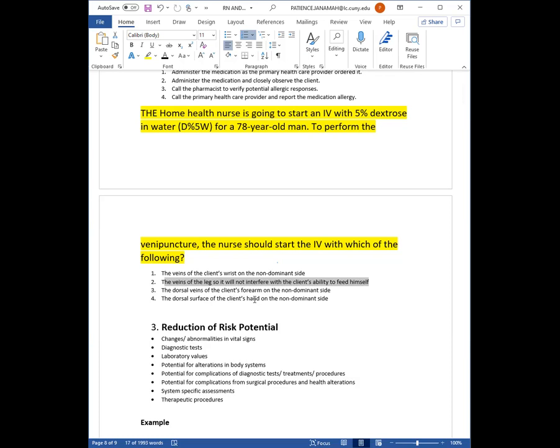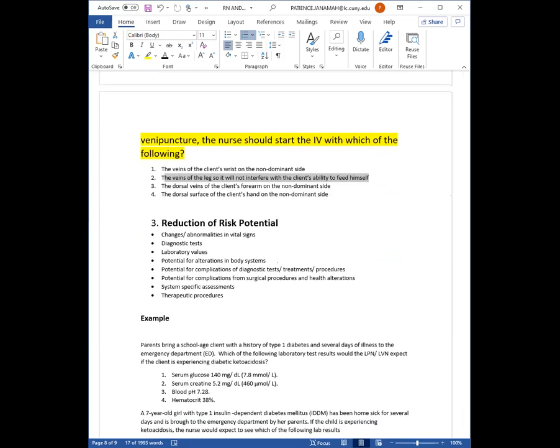So this is what I just explained. That's why they don't use this side. This one has the brachial vein and all those things. But the most preferred area is here for peripheral IV. So take note of that. That's why they don't use the number 4.